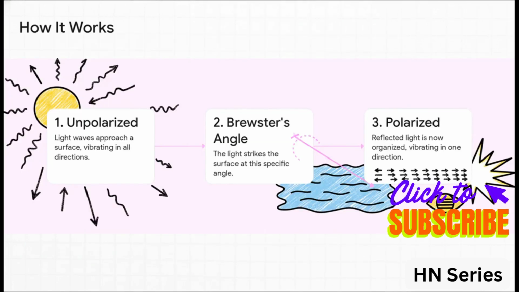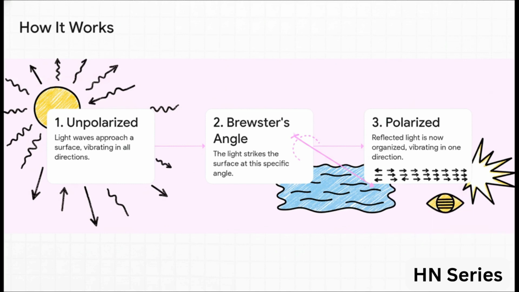Let's break that down real quick. So, step one, picture regular sunlight. It's what we call unpolarized, which just means its light waves are vibrating all over the place, up and down, left and right, every direction you can imagine. Step two, this light hits the surface of a lake at that one special angle, Brewster's angle. And then, step three, the light that reflects off the water is now almost entirely vibrating in just one direction, horizontally. And that is what we see as that intense glare.